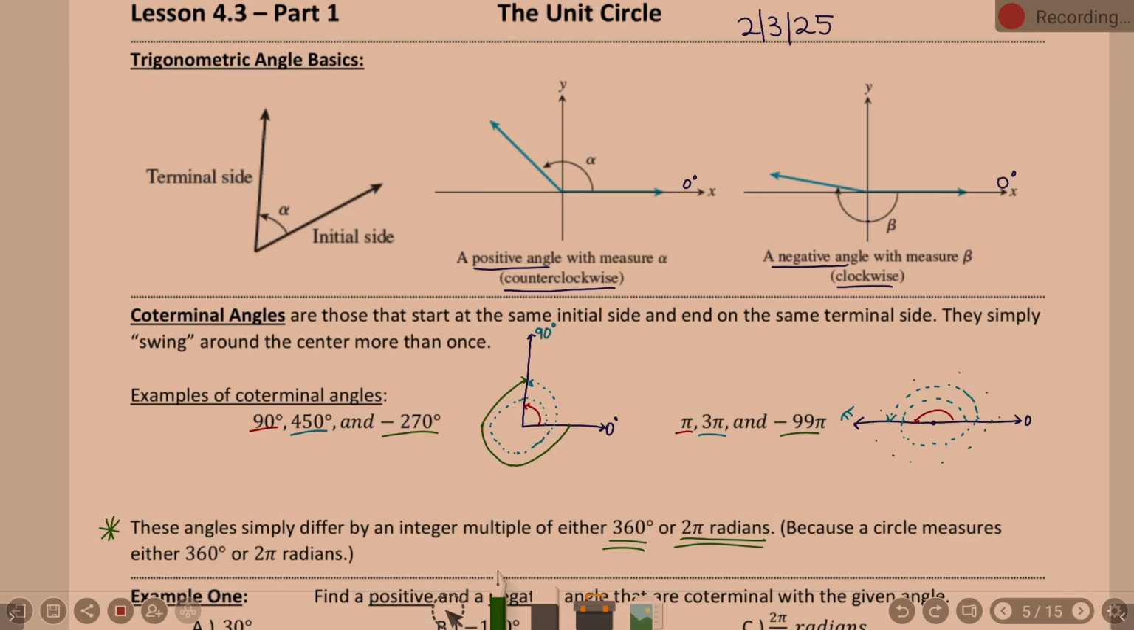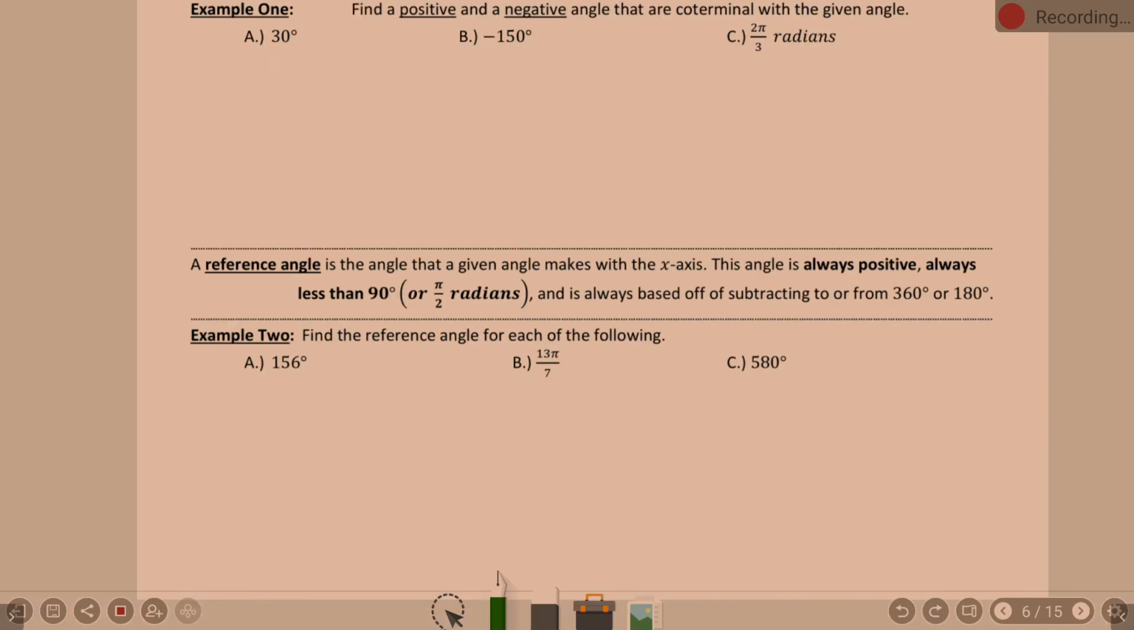Okay, should we look at example 1? Let's see what we can do with example 1. I'm not going to make you do it on a circle or anything. They're asking you to find two answers: a positive angle that is coterminal with the given angle and a negative angle that is coterminal with the given angle. Remember, coterminal angles are those that start at the same initial side and end at the same terminal side. They simply swing around the center more than once, or they could go the opposite direction.